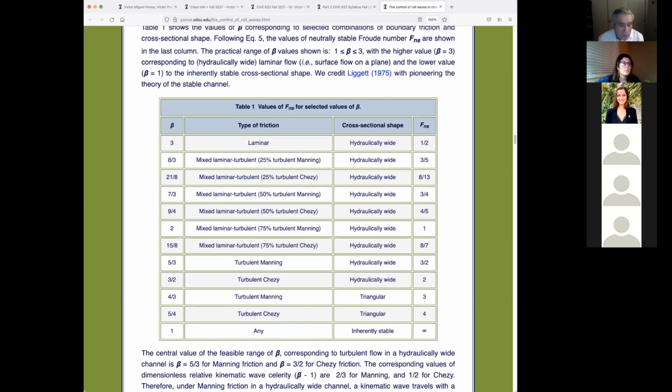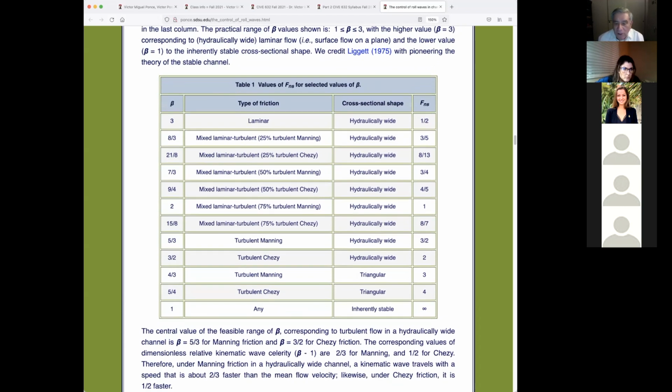So we get the table, which is a famous table. It's in my book, where beta varies from 3 for laminar flow to 1 for inherently stable. And it comes down to 8/3, 21/8, and so on and so forth. And it produces on the right side the Froude neutral stability numbers in the various conditions. The first one is laminar, the Izzard flow. Then the other is Horton's flow over here. And then turbulent Manning, which is not Horton, turbulent Manning, turbulent Chezy, Manning and Chezy, right?